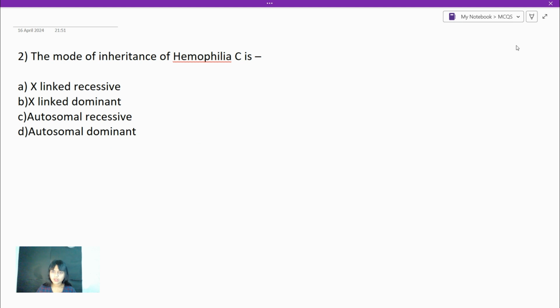So what is the mode of inheritance of hemophilia C? Okay, so you see the options. It's X-linked recessive, X-linked dominant, autosomal recessive and autosomal dominant. So let's start with hemophilia A. Okay, all of you know this is X-linked recessive. Okay, this is due to factor 8 deficiency.